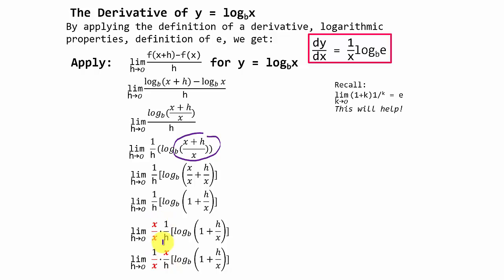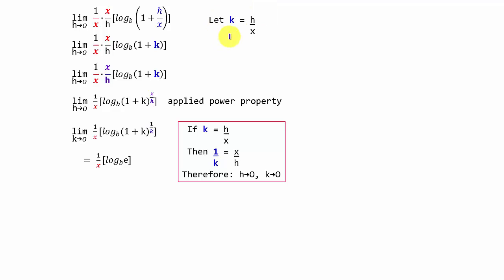Now I'm going to rewrite this as 1 over x times x over h. I'm just changing the position. After all, I'm still multiplying by x over x, which is just 1, so I'm not changing the limit. Next, I'm going to let k equal h over x, as we can see here. Next, applying the power property, I can rewrite this with the x plus h over x put in the exponent spot. Now, since k equals h over x, then I can conclude that 1 over k would have to equal x over h. Therefore, this x over h becomes 1 over k.